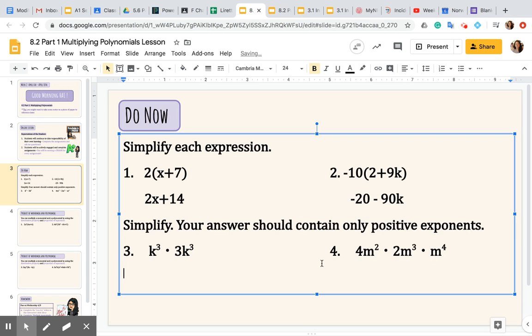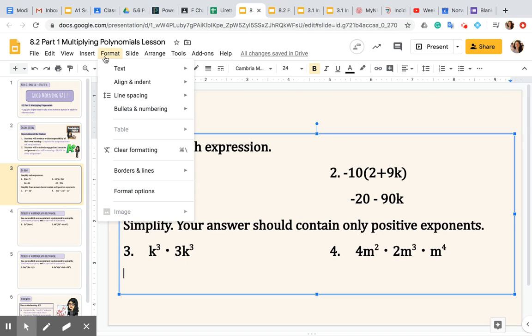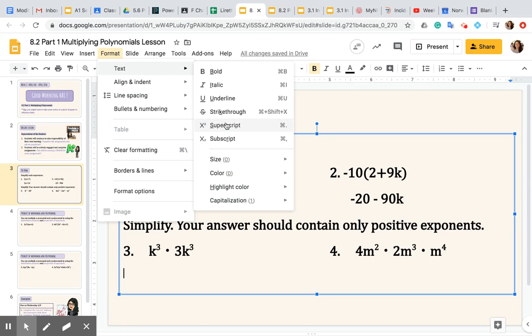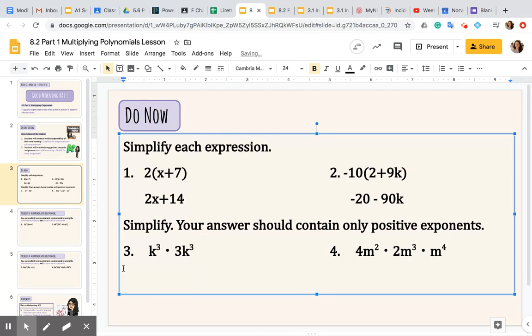So actually, if you see, when I hit the enter button, it's still formatted as an exponent. I don't want that. So I can actually show you right now. I believe you go to Format, Text, and I'm going to select the superscript to actually turn the exponent off. See how it made my cursor a little bit bigger there? That's going to be regular font. All right.